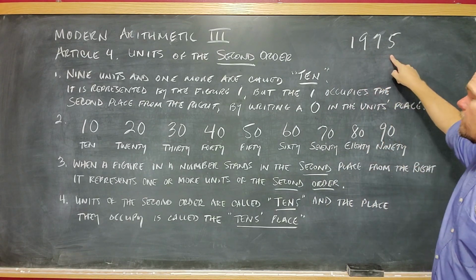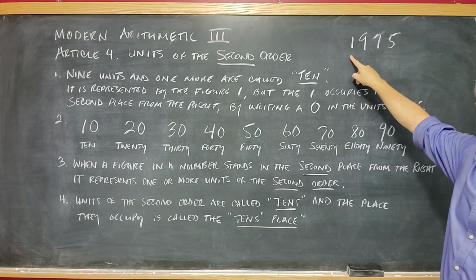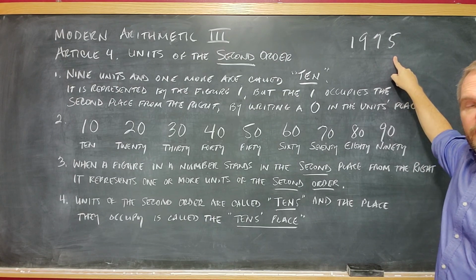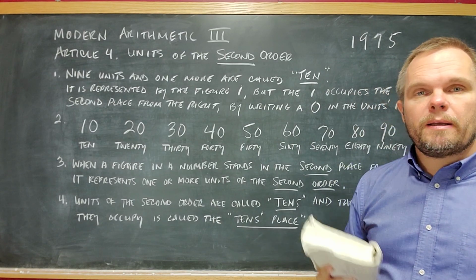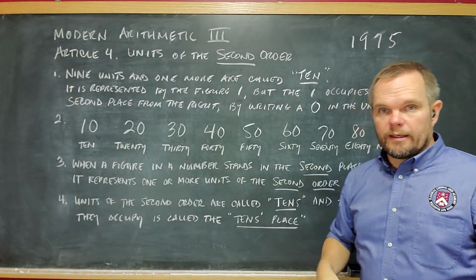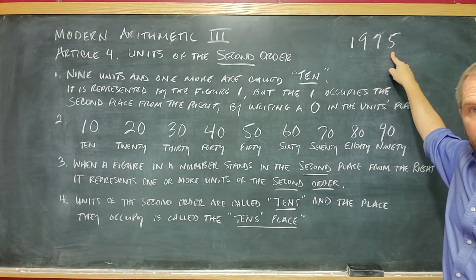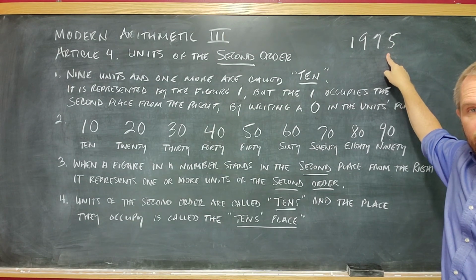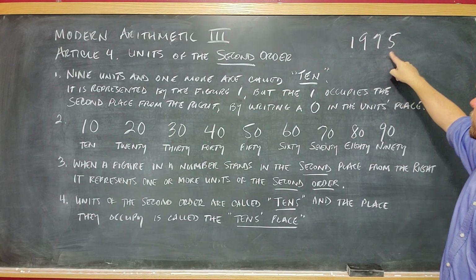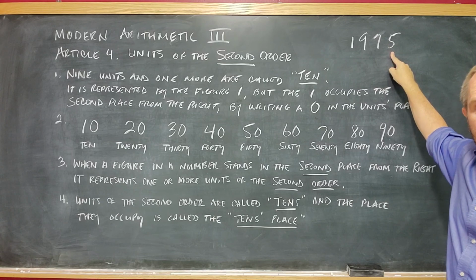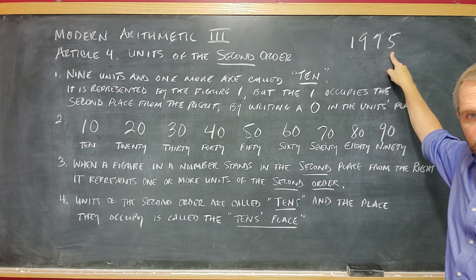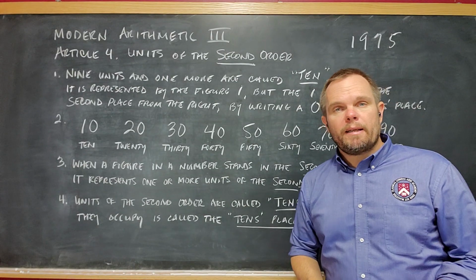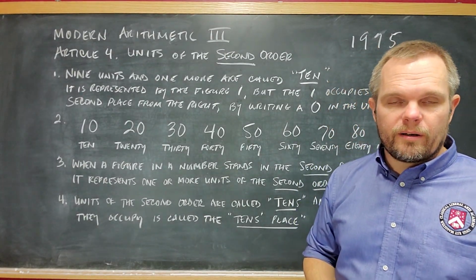Look at this number, 1,975. How many units are there? The answer is 5. There are 5 units. The figure 5 is written in the units place to tell us that there are 5 units.